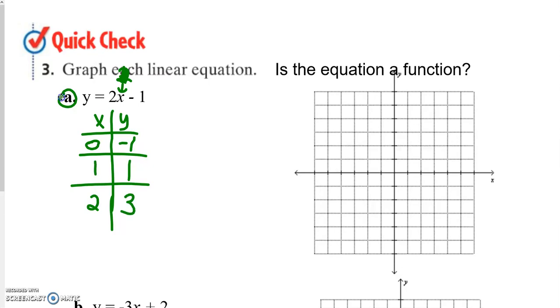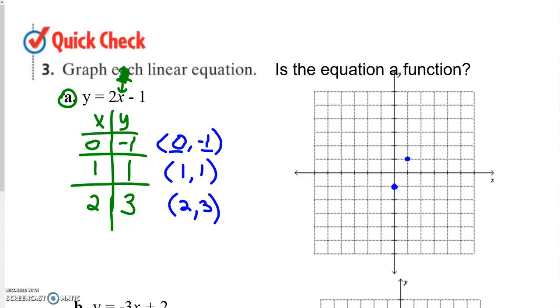So I'm going to plot these points. Remember, the first point is 0, negative 1. The second is 1, 1. And the third is 2, 3. Okay? So if I plot these points, 0, negative 1: from the origin, walk 0, climb negative 1, put my dot there. Next, start at the origin, walk 1 and climb 1. Next, 2, 3. Start at the origin, walk 2, climb 3.